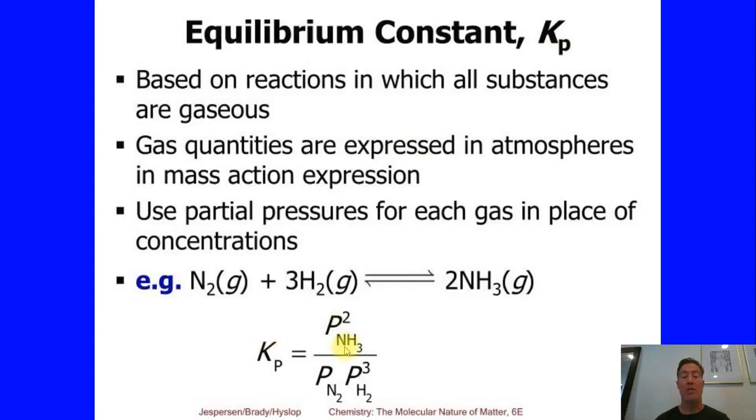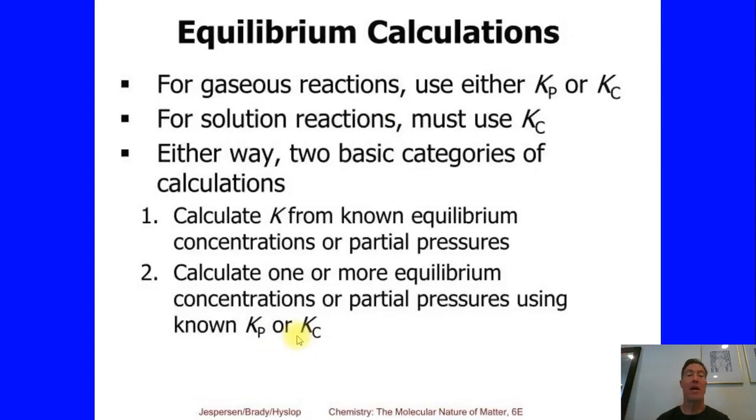Kp is going to be our partial pressures rather than concentrations, but we build the expressions the same way. Remember, for gaseous reactions, we can either use Kp or Kc. And notice that Kp and Kc for a gaseous reaction may or may not be the same. So don't expect them always to be the same. They only will be if there's not a change in the number of moles. For solution reactions, we have to use Kc. Either way, the calculations are basically the same. So we can either calculate K from known equilibrium concentrations, or we can calculate one of the equilibrium concentrations given a known Kp or Kc.